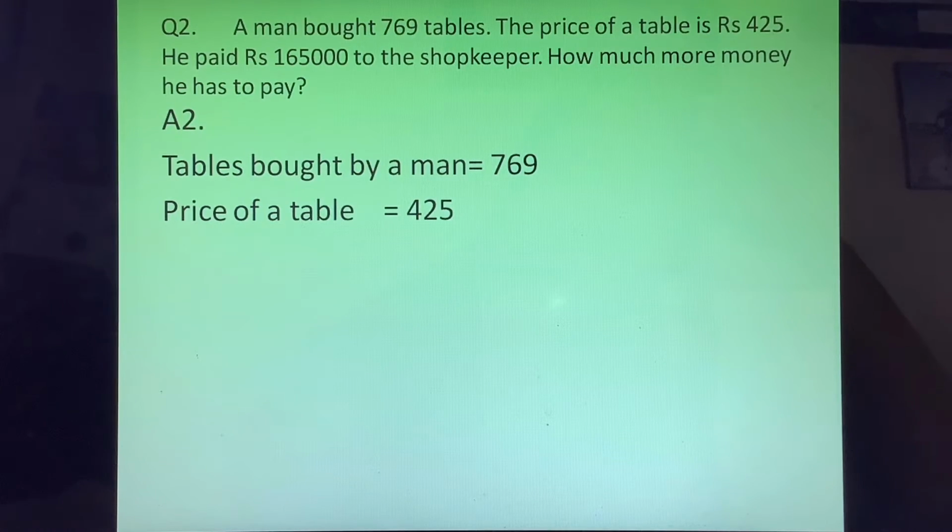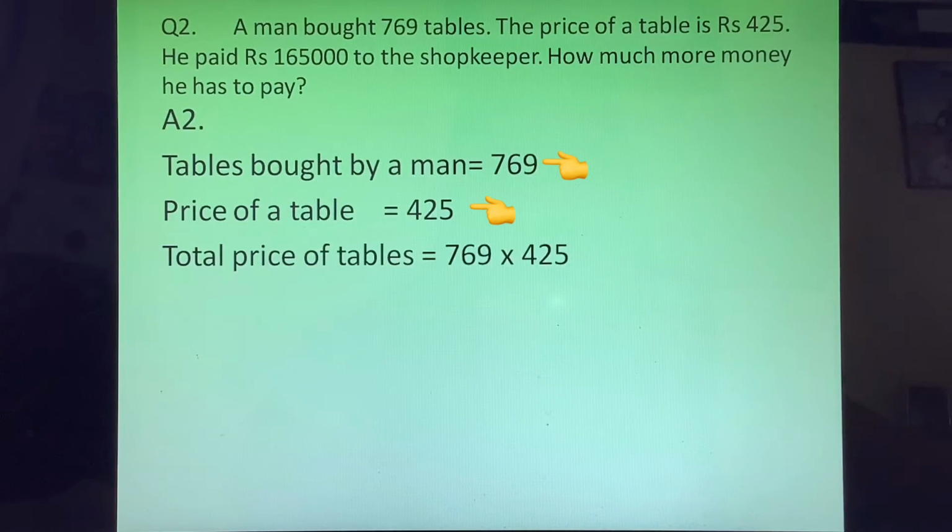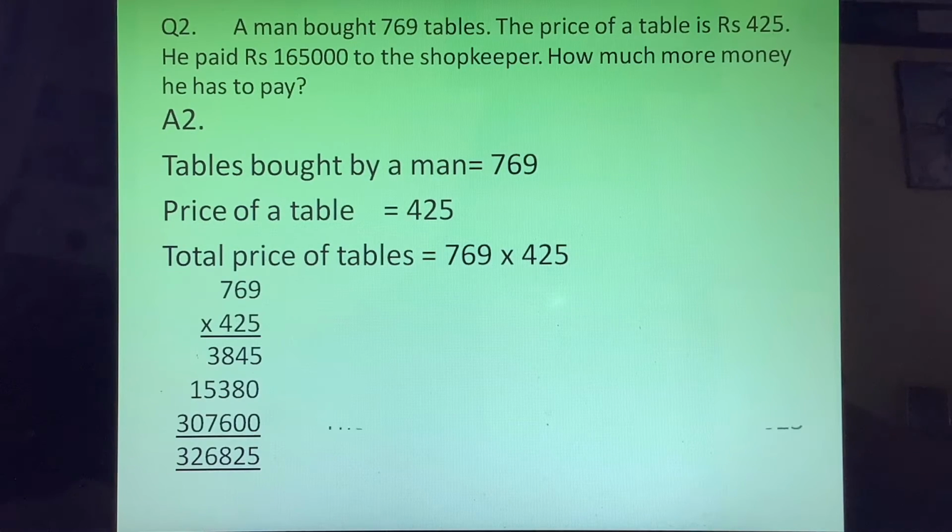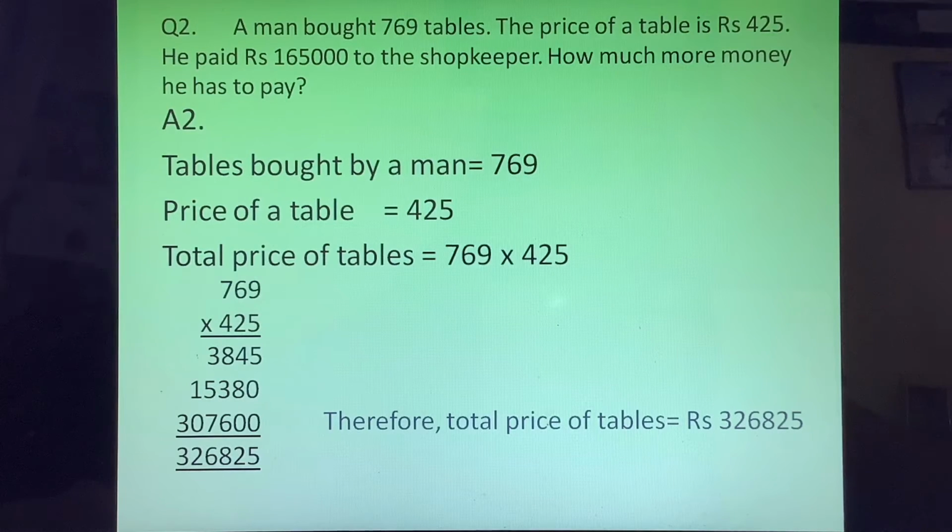Now we'll find out the total price of tables. So we'll multiply the price of one table into number of tables. Total price of tables is equal to 769 into 425. We will multiply, get the answer. Now this is not the end of the question. Therefore, total price of the table is rupees 326,825. But the question says he paid 165000 to the shopkeeper.